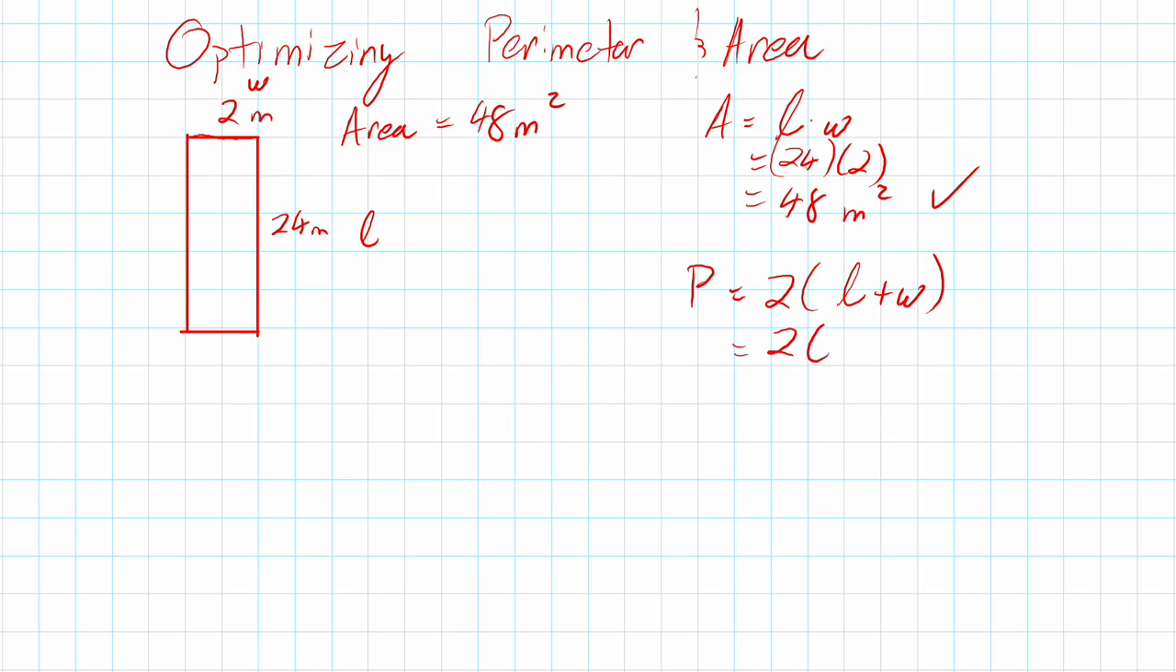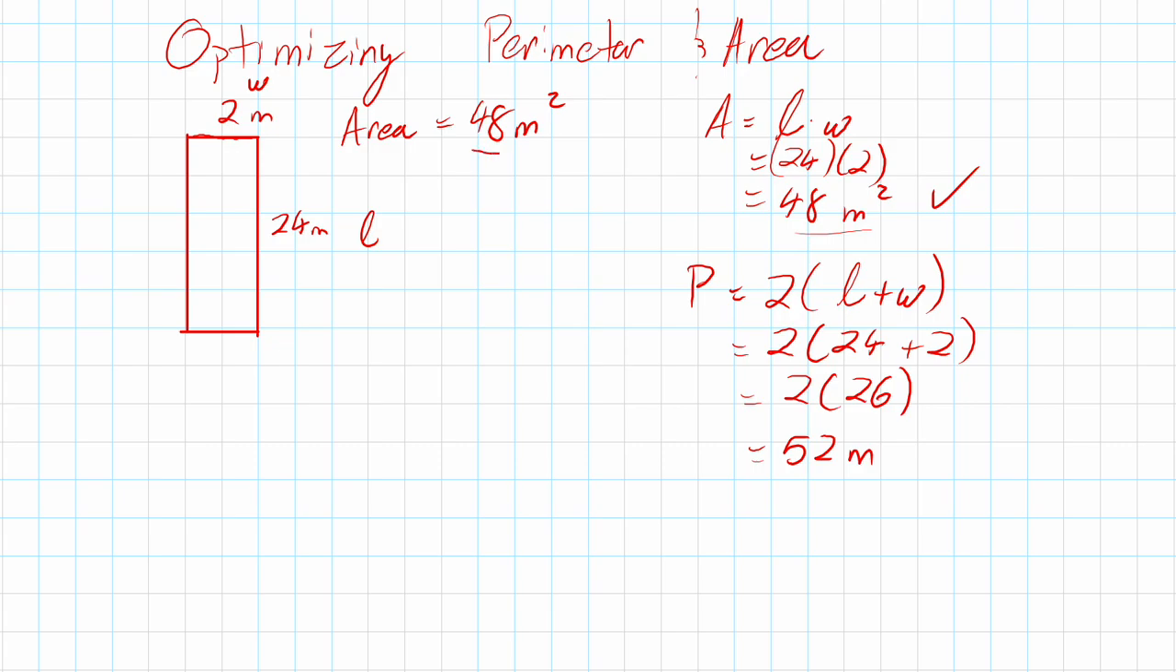So 2 times, we said the length was 24 and the width was 2. We carry out our BEDMAS. 24 plus 2 gives us 26, and then we still have to multiply by 2. That gives us 52 meters. All right, that's a lot of fencing, 52 meters, to get 48 meters squared. Let's see if we can't make this a little better.